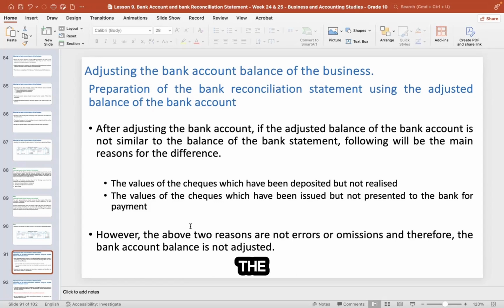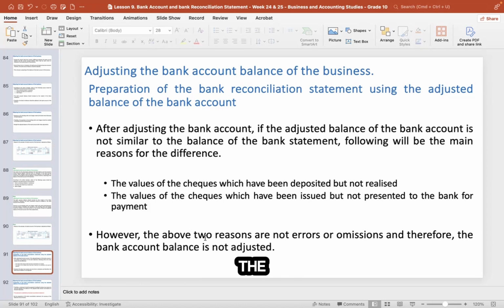So after adjusting the bank account, if the bank statement balance and the adjusted bank account balance still differ, the main 2 reasons could be the value of the checks which have been deposited but not realized, and the value of the checks which have been issued but not presented to the bank. These 2 could be the main differences.